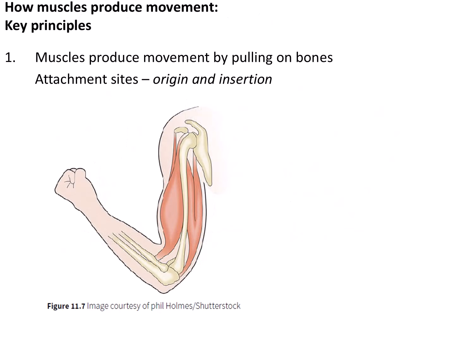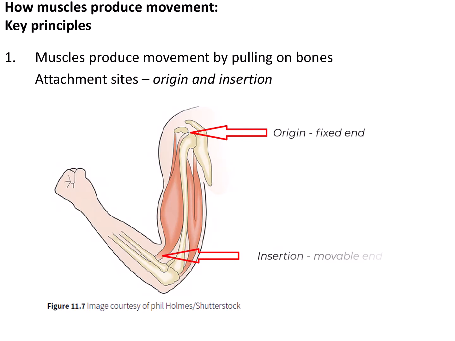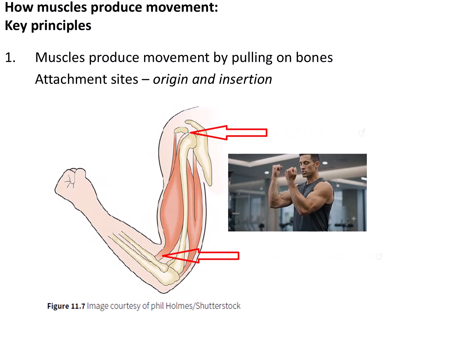There are 3 key principles that determine how a muscle produces movement. The first is muscles always pull on bones. Muscles never push on a bone. Each muscle has an origin and insertion. The origin is the fixed end and attaches to the bone, cartilage, or connective tissue. The insertion of the muscle is the site that moves. When a muscle contracts, the insertion moves toward the origin.